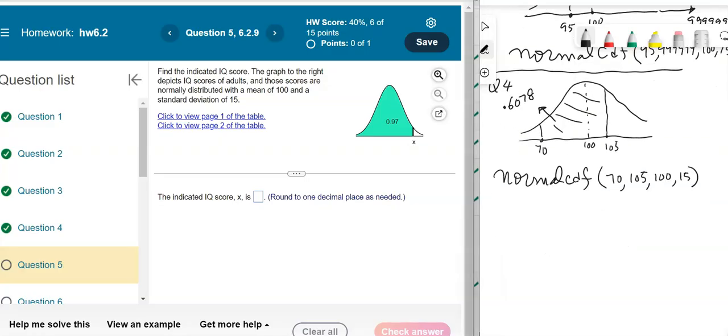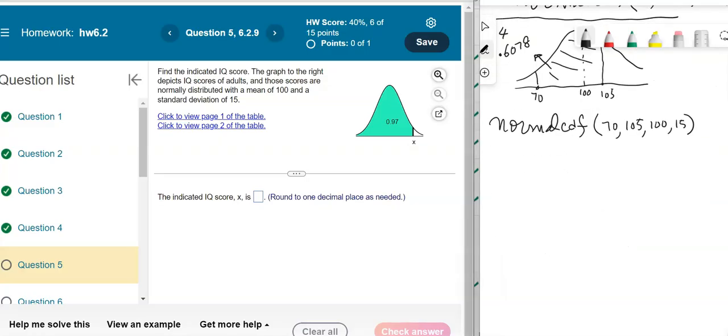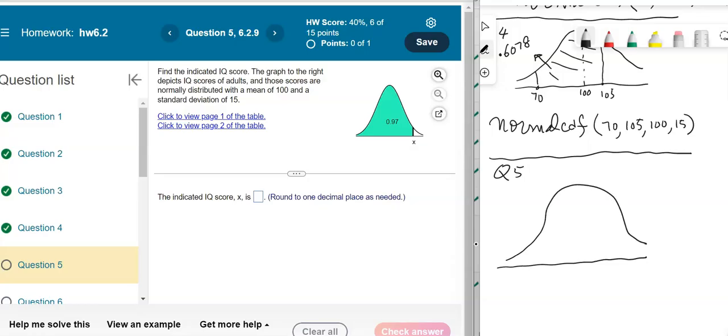Now we're kind of going backwards in question number 5. Now they gave you the area: this area is 0.97. Then what is this score? What is this number? That is the question. The middle is 100, so it has to be more than 100.